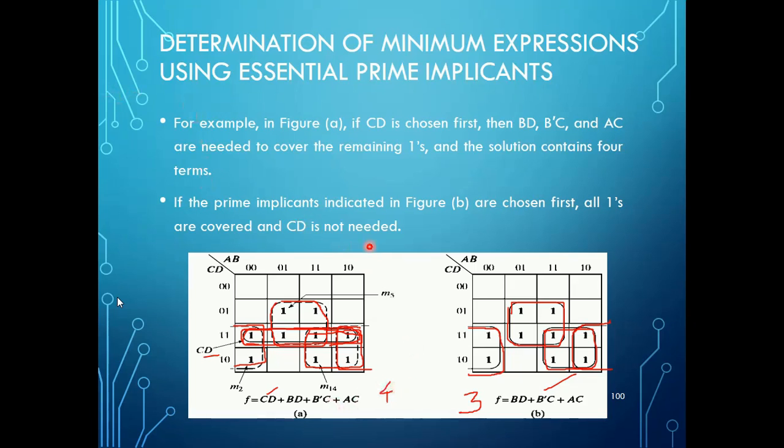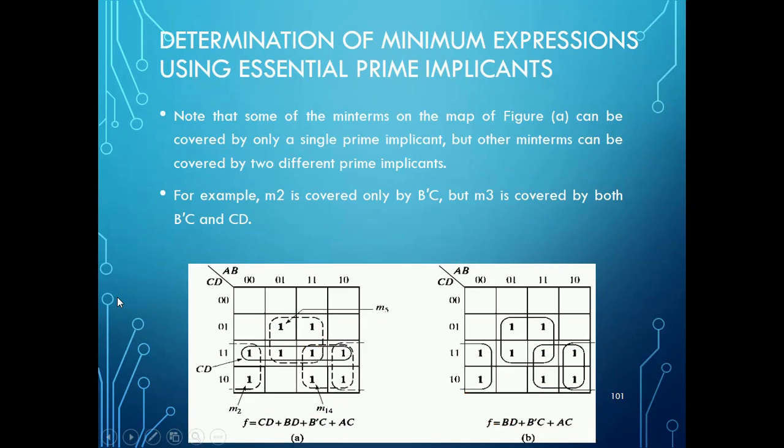So let us try to sort out what is the best solution here. Now let us see the procedure that has to be followed when you are finding the minimum solutions for the function. So note that some of the mean terms on the map of the figure A can be covered by only a single prime implicant, but other mean terms can be covered by two different prime implicants. For example, here M2 is covered by B bar C.